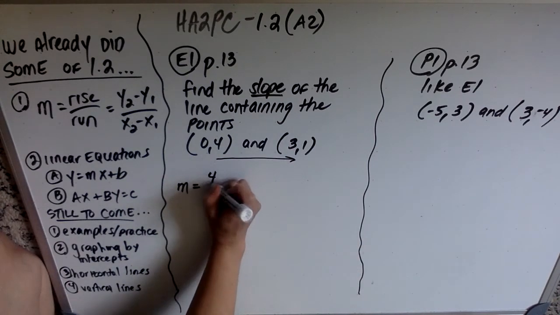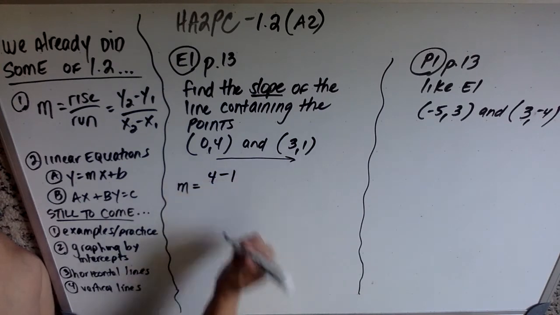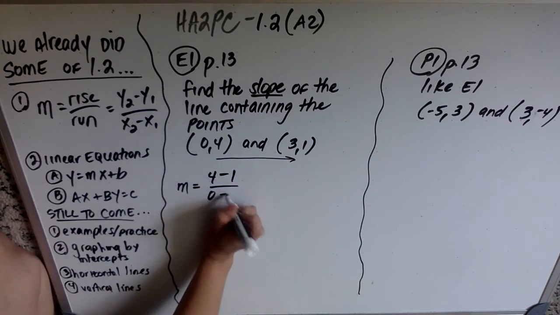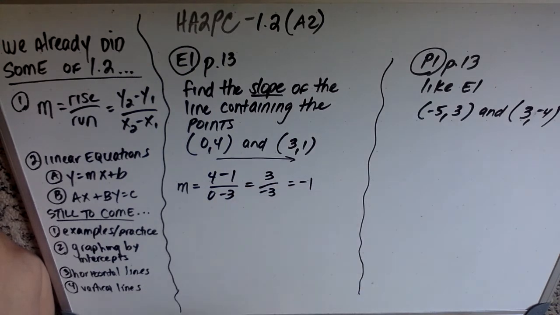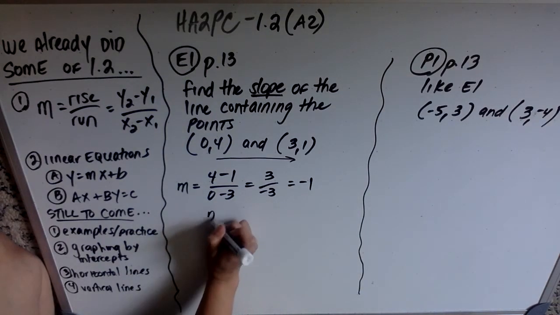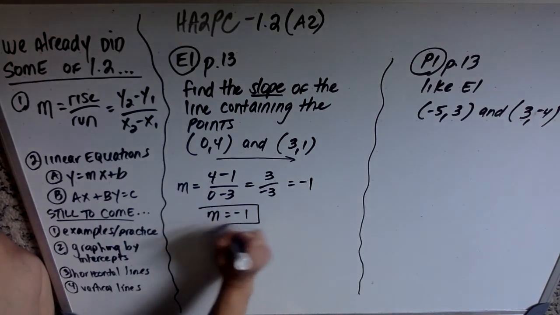So I'm going to do y, which is the 4, minus the other y value, which is the 1, over a 0 minus a 3, right? And if I do that, I get a 3 on top of a negative 3, or a slope of negative 1. So my answer is that the slope is negative 1.